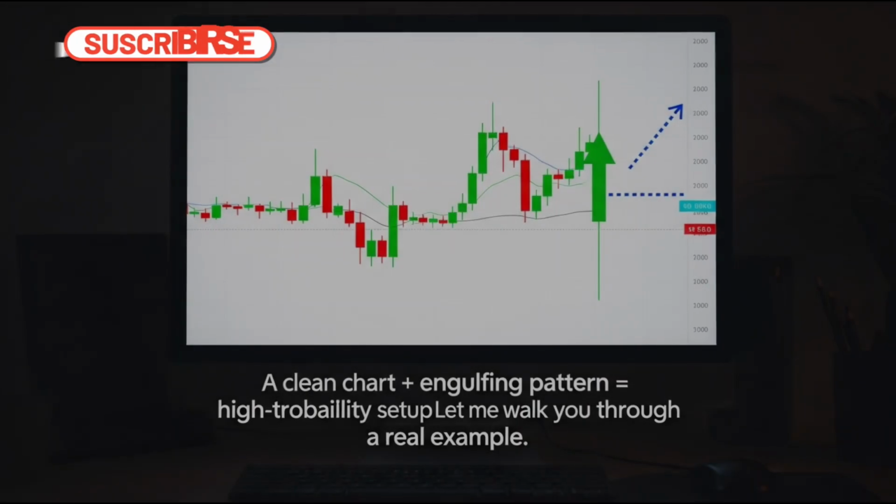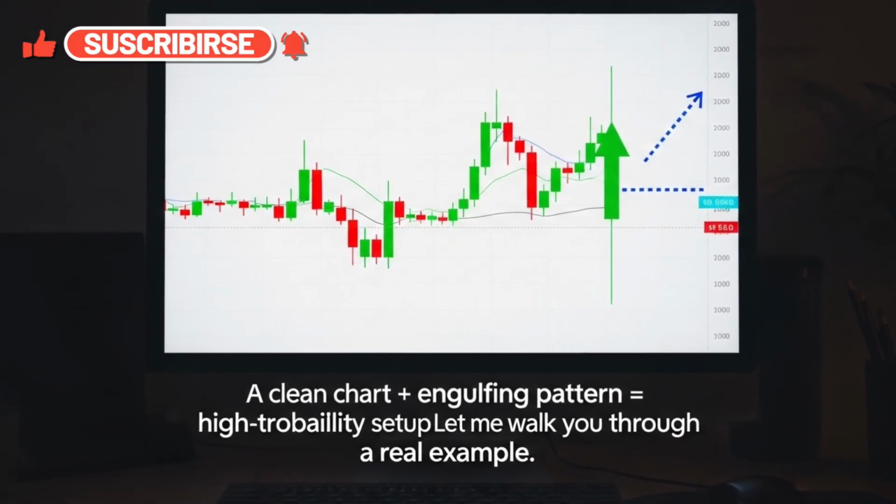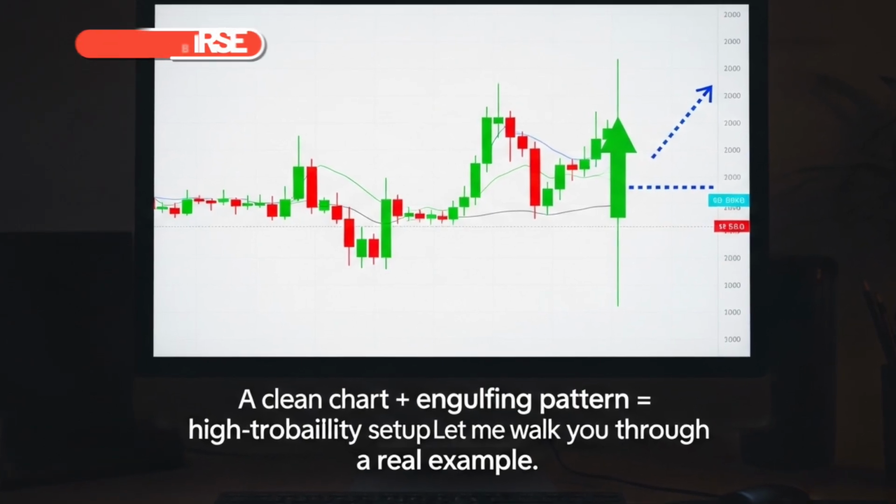Hey guys, in today's video, we're going to quickly go over all of the ICT trading strategies. So, without wasting any time, let's get started.